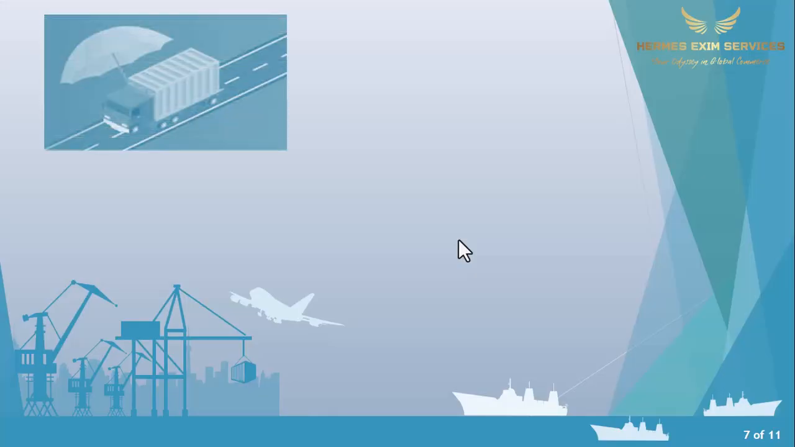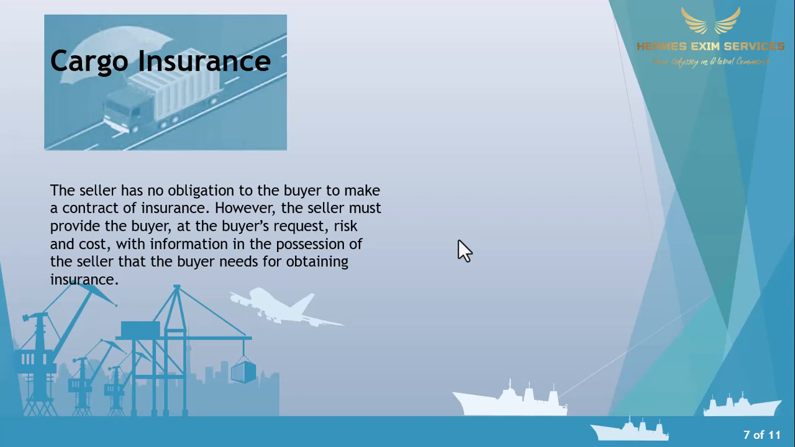The seller has no obligation to the buyer to make a contract of insurance. However, the seller must provide the buyer, at the buyer's request, risk and cost, with information in the possession of the seller that the buyer needs for obtaining insurance. The buyer has no obligation to the seller to make a contract of insurance.